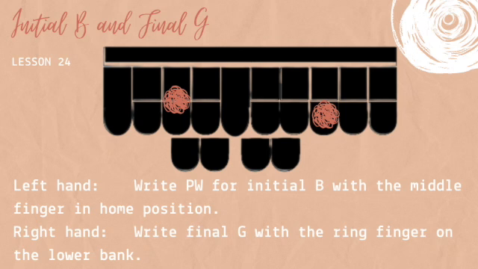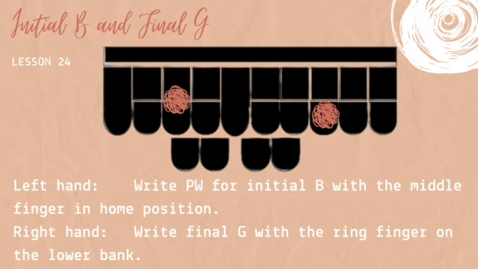So that's it for lesson 23. Let's proceed to lesson 24. We have initial B and final G. So how are we going to write initial B? That's using your left hand. You write initials P, W for initial B with the middle finger in the home position. So again, initial B is left middle finger between initial P and W, so you will have to put your left middle finger on the crack between initial P and W. You depress the key and that is your initial B.